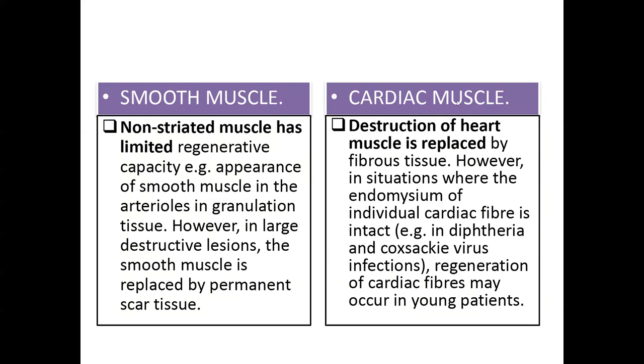Let's discuss smooth muscle and cardiac muscle regeneration and repair. Non-striated muscles have limited regenerative capacity. Appearance of smooth muscle in arterioles in granulation tissue. However, in large destructive lesions, the smooth muscle is replaced by permanent scar tissue. So, as I said before, the damage of muscle cells is replaced by connective tissue. Cardiac muscles: also, destruction of heart muscles is replaced by fibrous tissue.